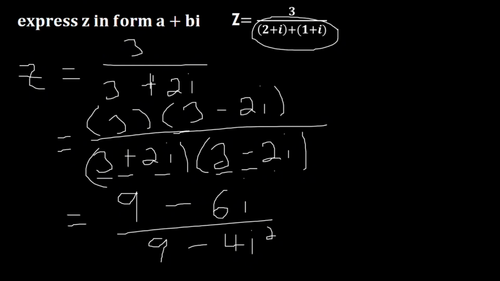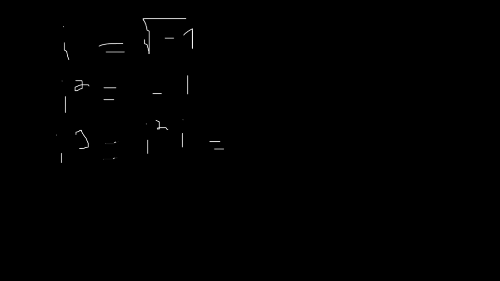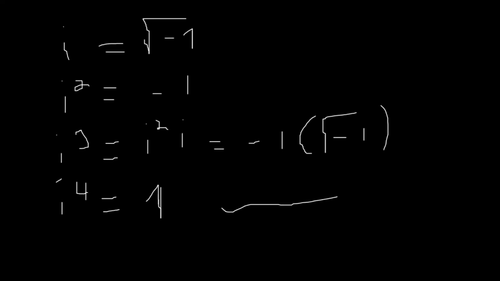And i squared, let us know, i for a complex number is equal to the square root of minus 1. Therefore, i squared is equal to minus 1. i cubed is equal to i squared times i, that will be equal to minus 1 times the square root of minus 1. i to the power 4 is equal to what? i to the power 4 is i squared times i squared, that is 1, and so on and so forth.